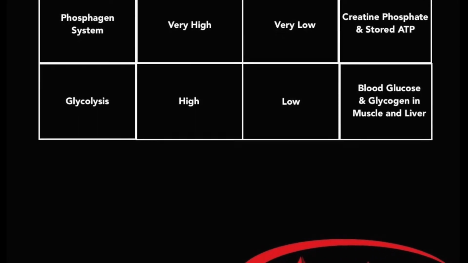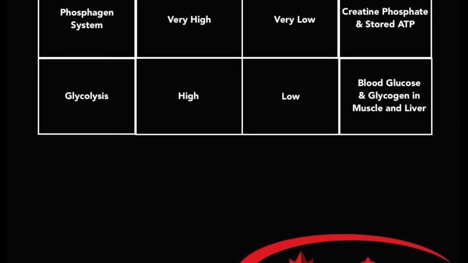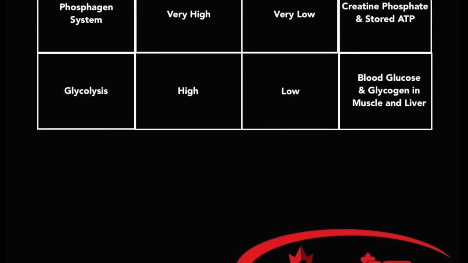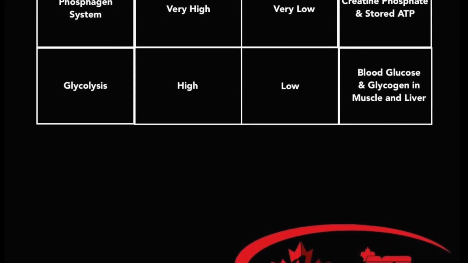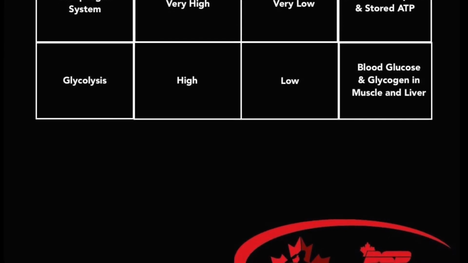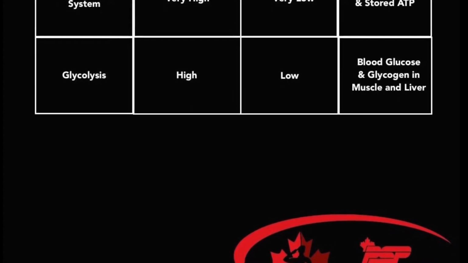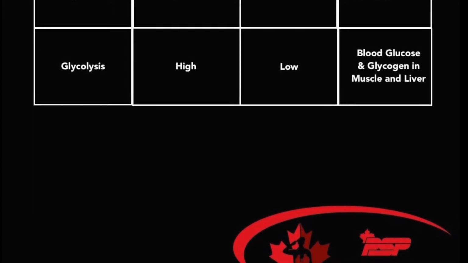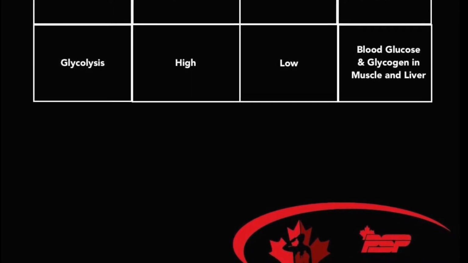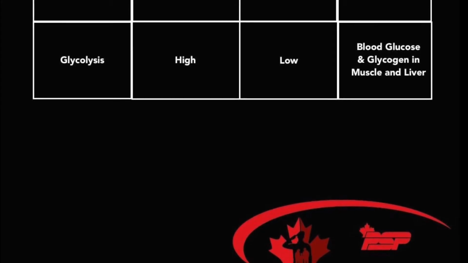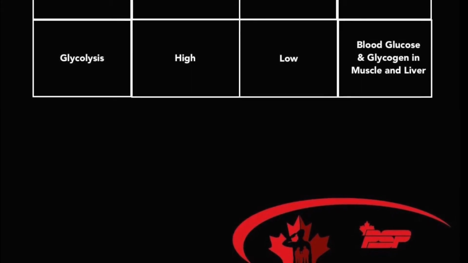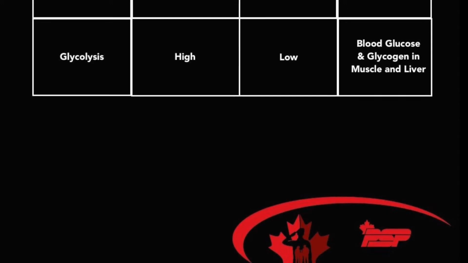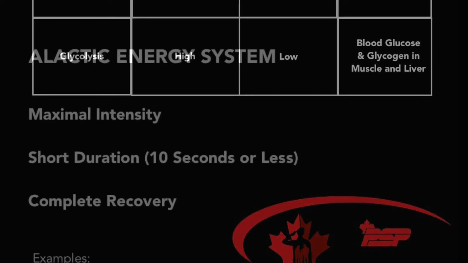The glycolytic system, also known as glycolysis, uses carbohydrates to produce ATP. These carbohydrate sources are glucose in the bloodstream and glycogen stored in the muscle and liver. Both of these systems can produce energy in the absence of oxygen. The difference is, in the process of glycolysis, lactate is the metabolic byproduct produced.